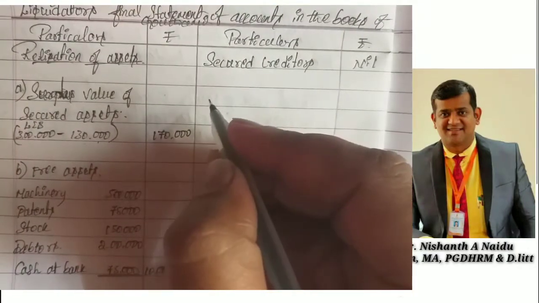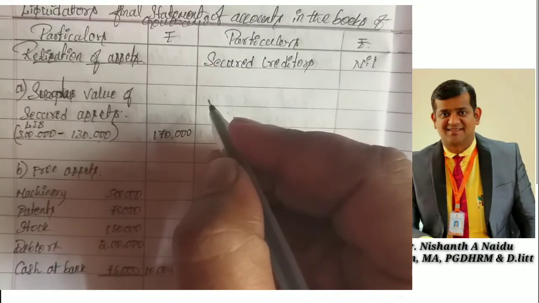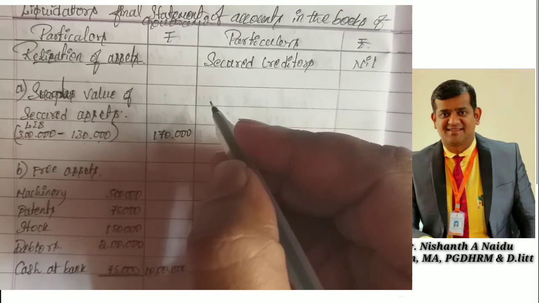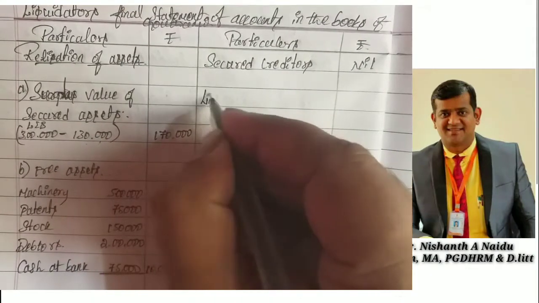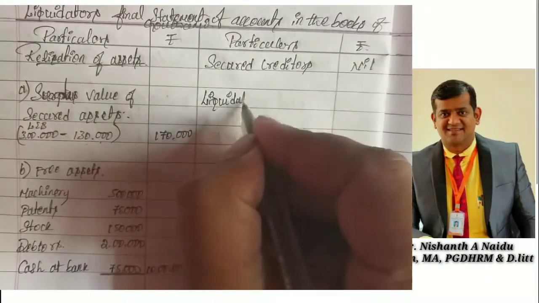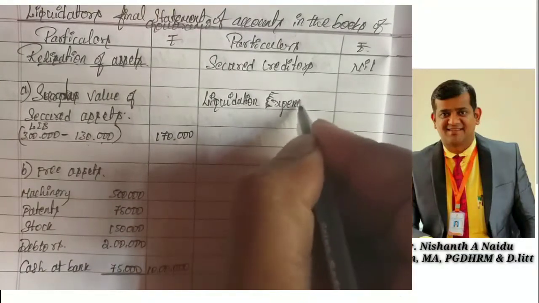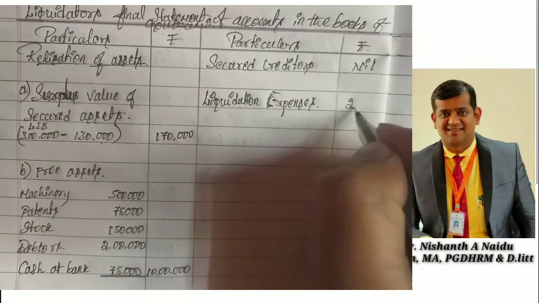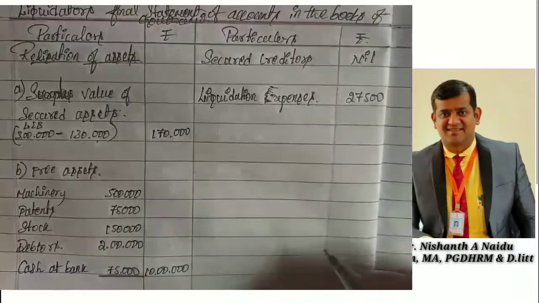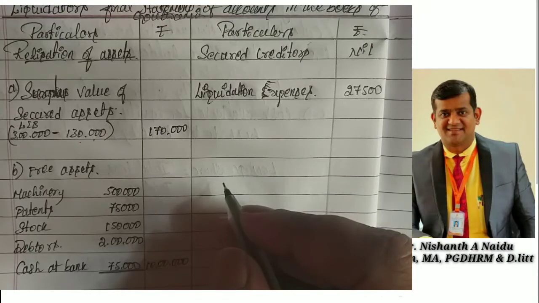So immediately after that, liquidation expenses. Is there any liquidation expenses? The expenses of liquidation amounted to rupees 27,500. So then write liquidation expenses. So how much are the liquidation expenses? 27,500 rupees. I have written that. So 27,500 rupees done.